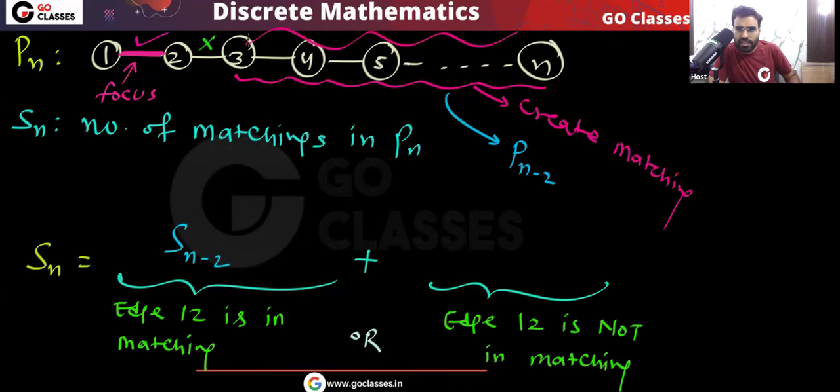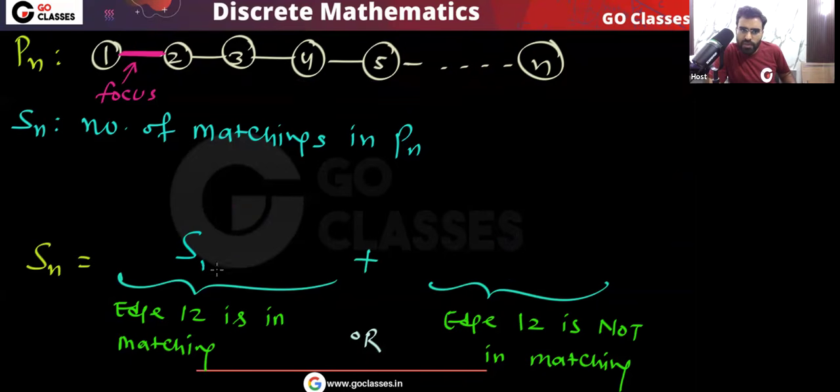So the number of matchings that contain 1 2 is the same as S n minus 2. It means how many matchings you can create in this remaining graph will be the number of matchings containing this edge 1 2. Very simple. I hope you understood. Now what about this? We have already found this S n minus 2. Now let's focus on this.